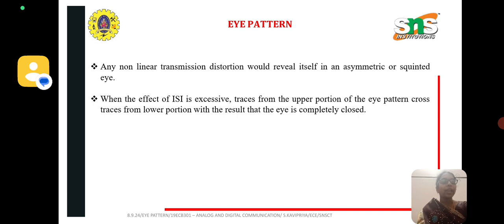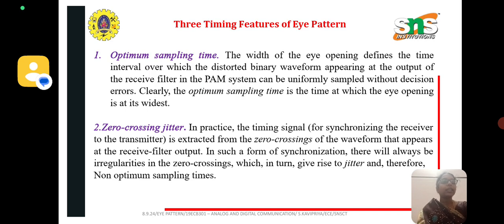When the effect of ISI is excessive, traces from the upper portion of the eye pattern cross traces from the lower portion, with the result that the eye is completely closed. There are three features we can observe from the eye pattern. The first one is the optimum sampling time.